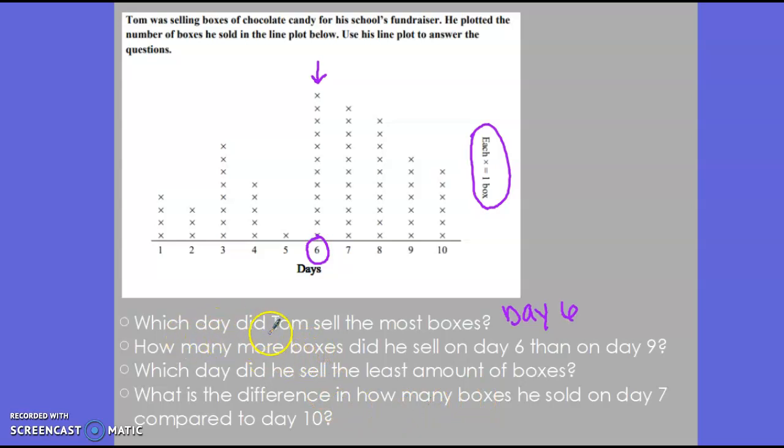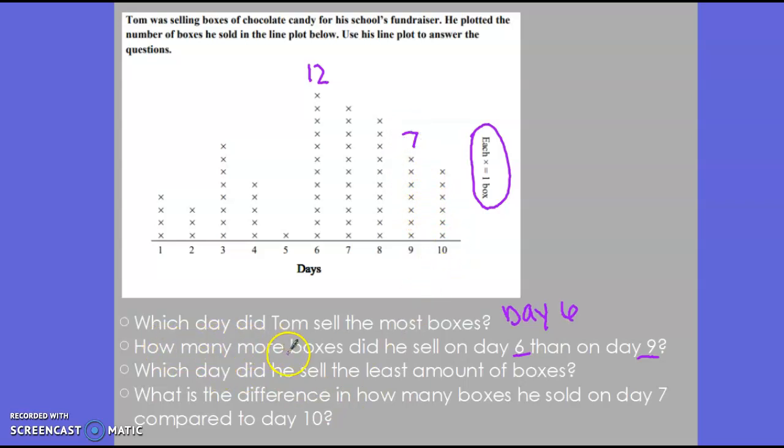The next one says, how many more boxes did he sell on day 6 than on day 9? So let's look at it for a second. Let's erase this. Let's look at day 6 and day 9. On day 6, let's see how many he sold. 1, 2, 3, 4, 5, 6, 7, 8, 9, 10, 11, 12. I'm going to put 12 up here. He sold 12. And let's look at day 9. 1, 2, 3, 4, 5, 6, 7. Yep, just double counting. 7.